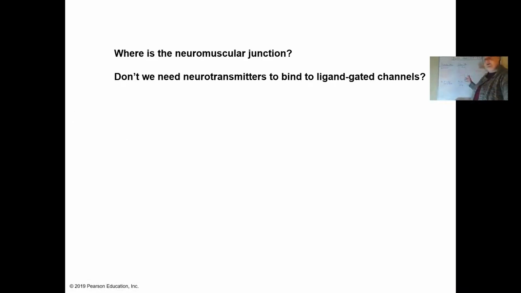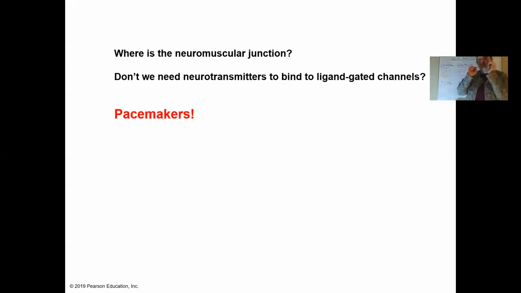Also, let's talk about the neuromuscular junction. Did we see one in those pictures? Where is that? And don't we need neurotransmitters to bind to these ligand-gated channels to initiate a contraction? We seem to be missing that, didn't we? So how do these cells know when to contract? Pacemakers. They tell the cardiac muscle cells: contract, contract, contract.